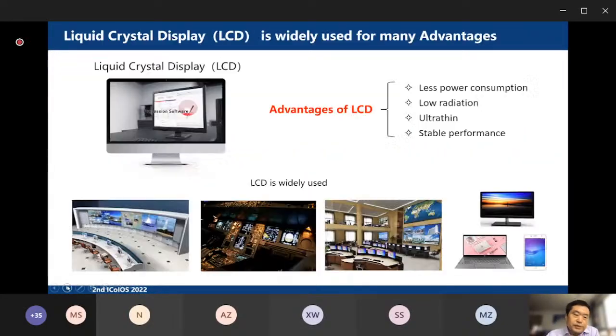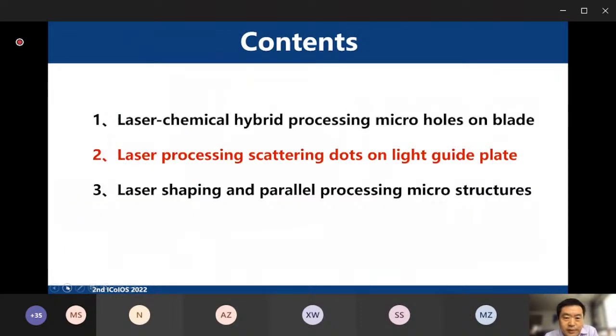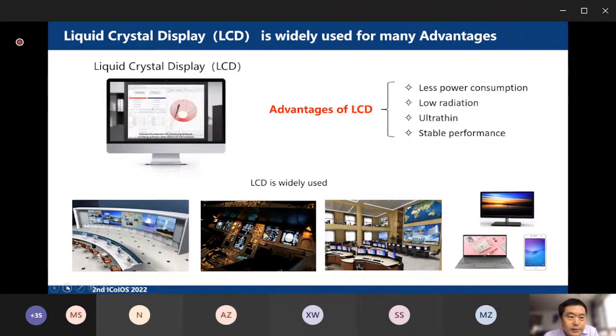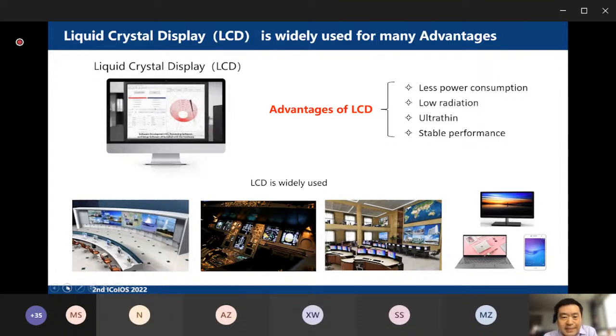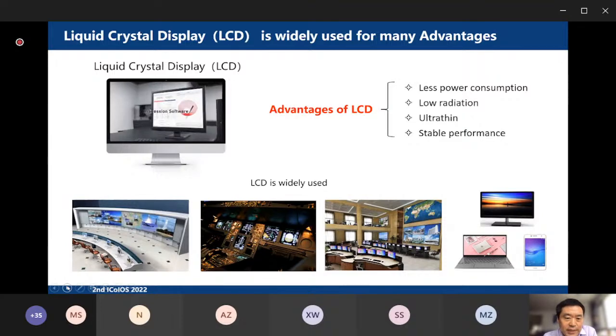So part 2 is laser processing scattering dots on light guide plate. And next. The liquid crystal display has many advantages, such as less power consumption, low radiation, ultrasound, and stable performance. So it is widely used. Next, please.